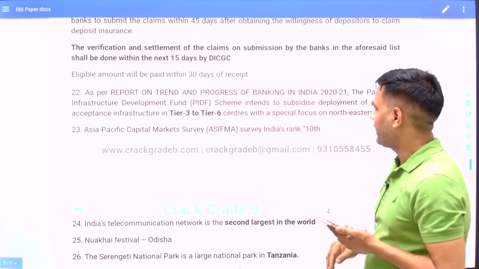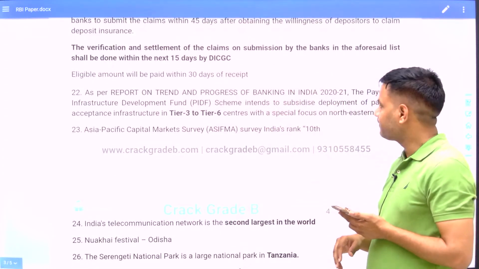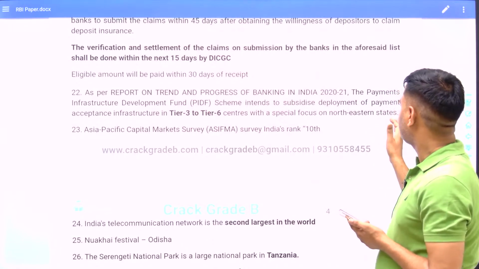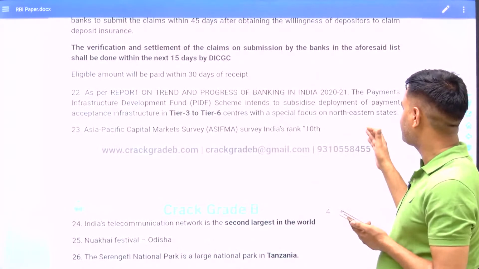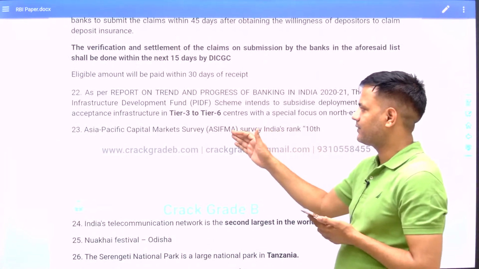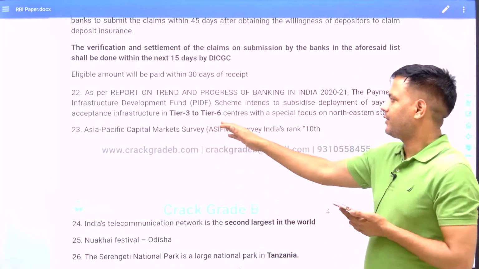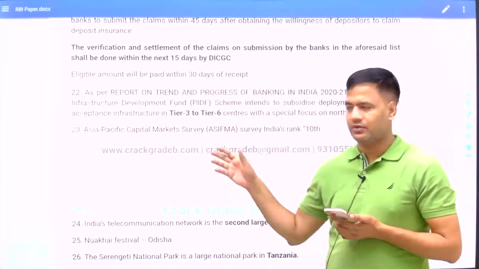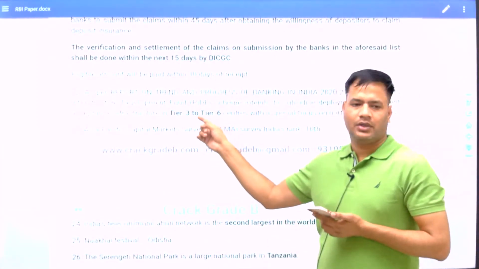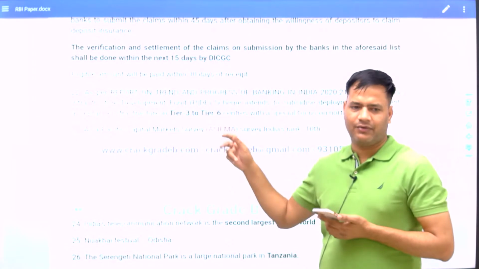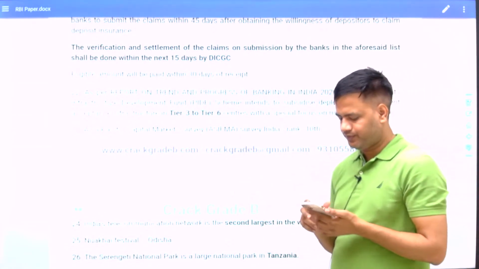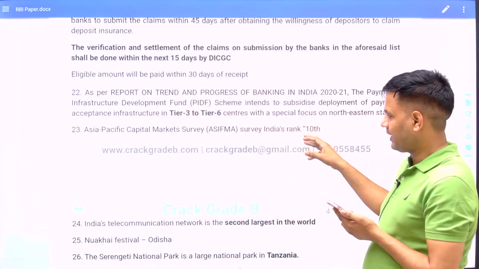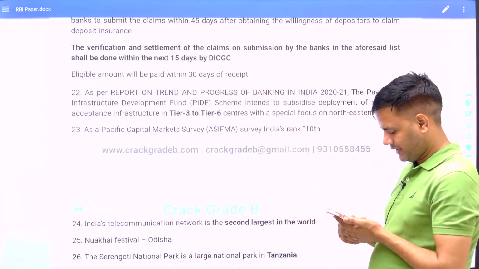As per the report on Trends and Progress of Banking in India 2020-21, the Payment Infrastructure Development Fund scheme intends to subsidize deployment of payment acceptance infrastructure in Tier 3 to Tier 6 centers. The options were Tier 1 to Tier 2 centers, Tier 2 to Tier 3 centers, and so on. So Tier 3 to Tier 6 was the right answer.